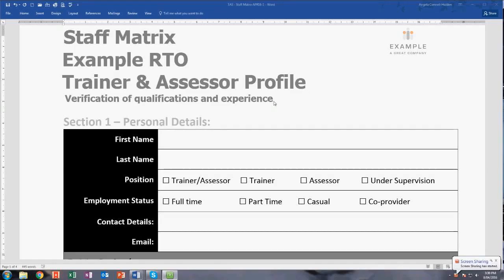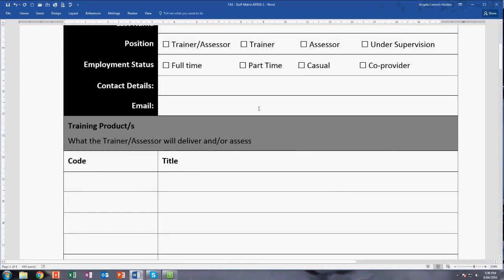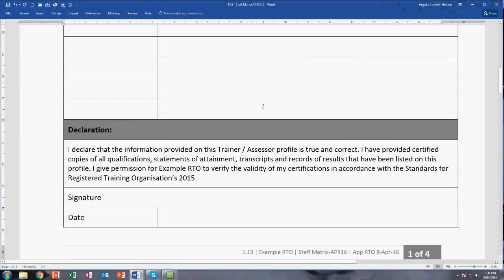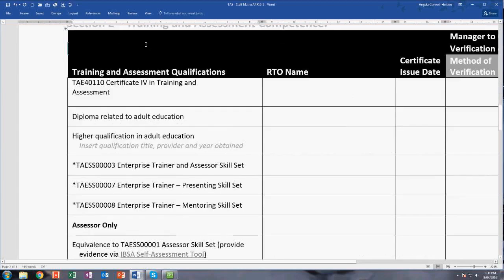So I've got the updated staff matrix so you can see what that looks like. This is the new staff matrix that we released this month in April. What we've done is, you'll see in the staff matrix, this has pretty much stayed the same. It's this page that's changed a little bit.